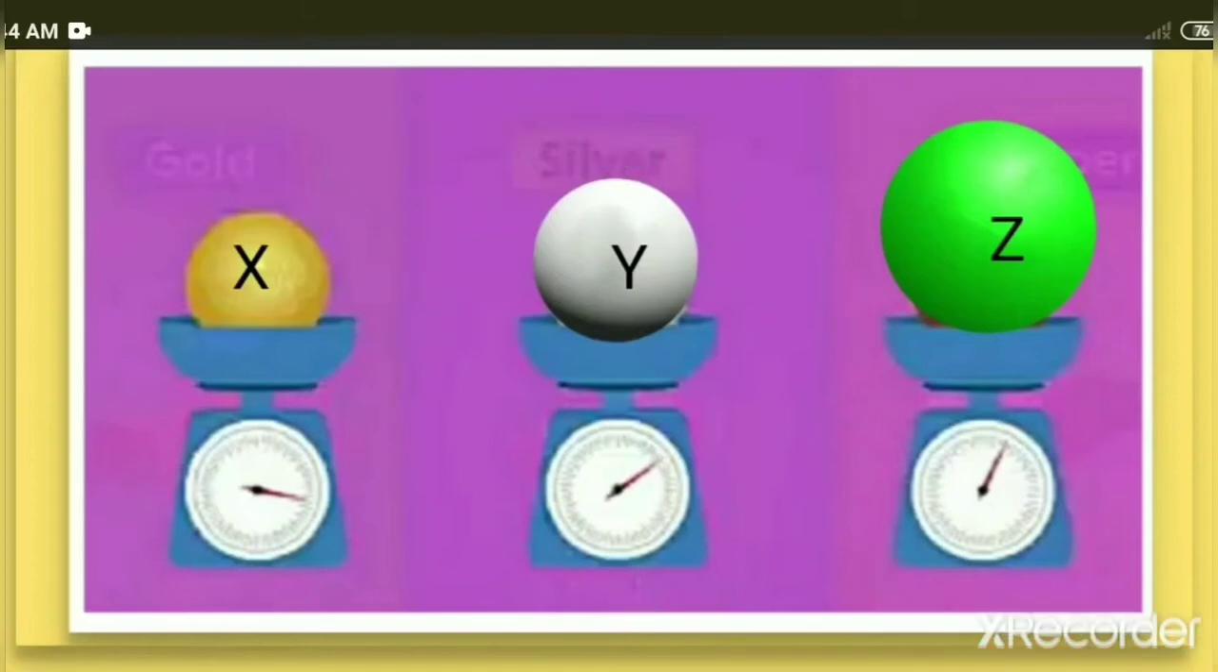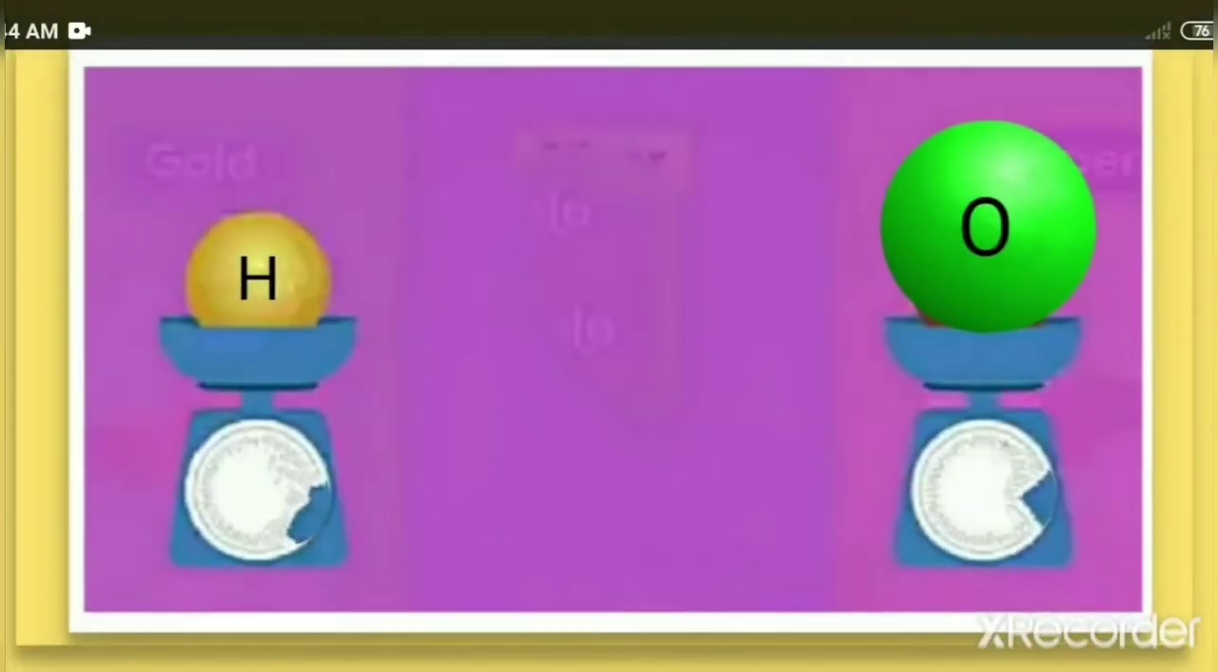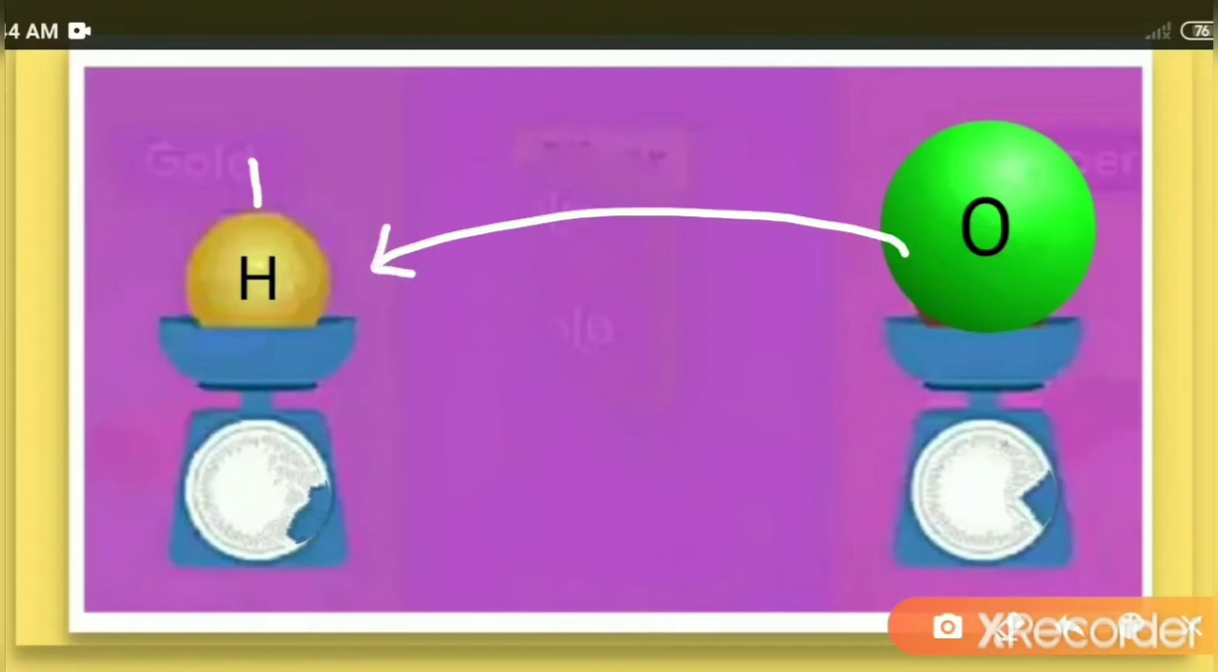Let us take an example. Let us take 2 atoms, hydrogen atom and oxygen atom. The hydrogen atom is taken as the reference atom here, because it is the smallest in size. So let the mass of this be taken as 1. And it is observed that the mass of oxygen is 16 times more than the mass of hydrogen. So the relative mass of oxygen is taken as 16.